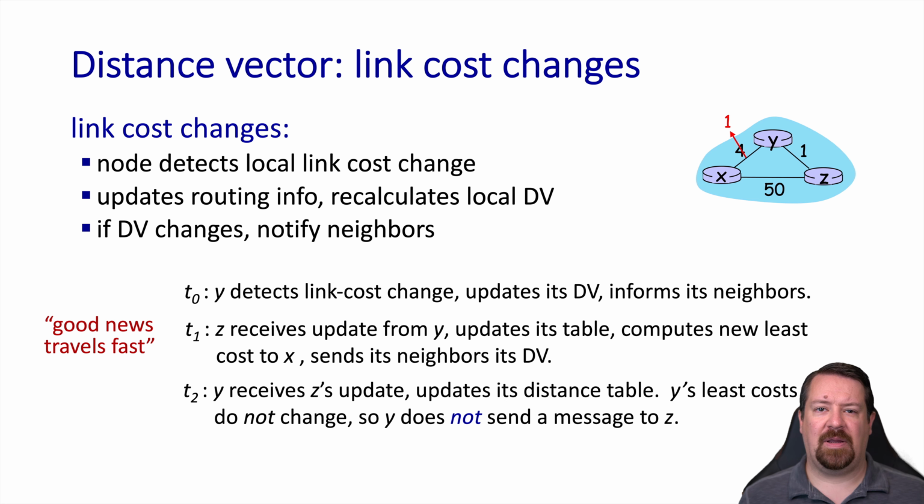Y gets z's update back, but because it wasn't getting to x through z, that doesn't affect y's distance vector, and so the process is completed. Likewise, x will have updated its own distance vector and sent that out, but it won't affect either z or y's distance vector. So after T2, the process is done.